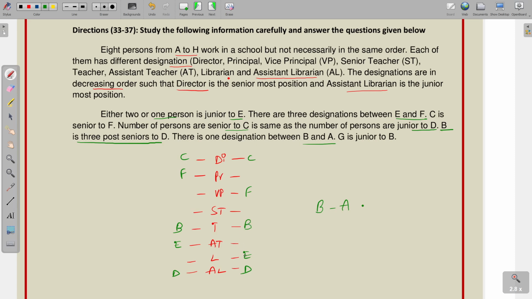So here B is coming, and next there is one designation between B and A. So between B and A, one designation is there, A here, and also A is coming here. G is junior to B. So here A is not coming. Why? Because G is junior to B. So finally possibility 1 is correct. So what is the senior teacher? The remaining person, H, is the senior teacher. So this is completely wrong. So only possibility 1 is correct.